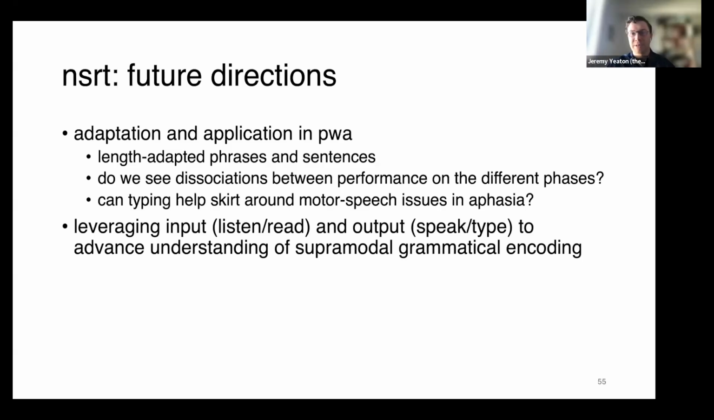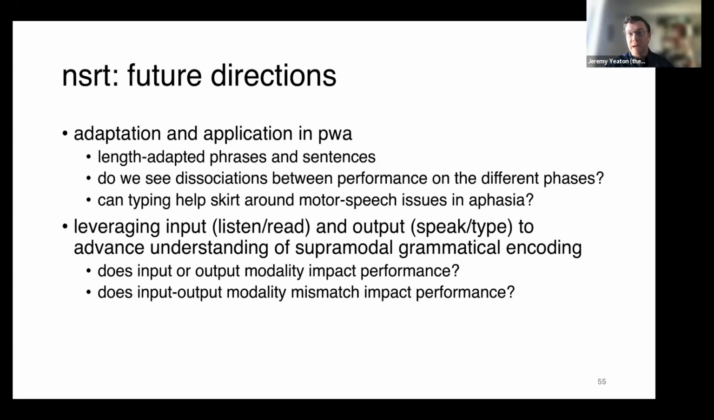And I determined that one of the things we can do is sort of a methodological question, which is, can we leverage the input and output modalities, so listening and reading versus speaking and typing, to advance our understanding of supramodal grammatical encoding? So does input or output modality impact performance? Does a mismatch between the input and output modalities impact performance?